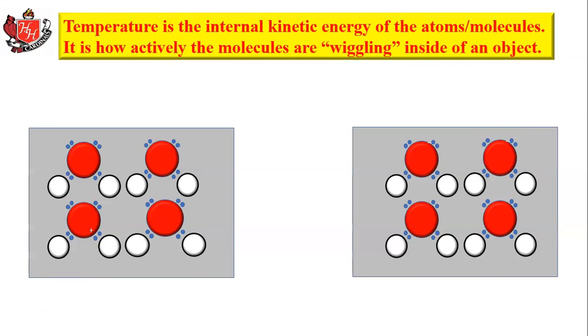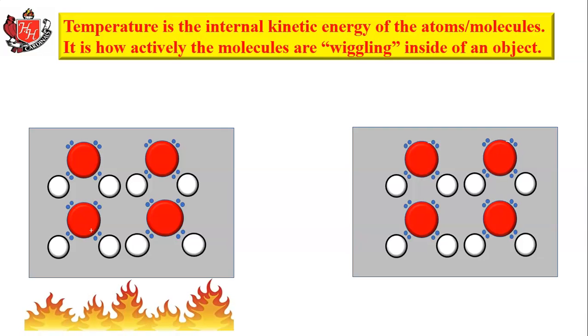Okay, so now we're going to talk about temperature and what it is. Temperature, we gave you the definition earlier. It's the internal kinetic energy of atoms or molecules in a substance. So if you think of that gray as being some sort of metal, and the molecules inside are just a generic molecule, no particular metal, it could be anything, then temperature is how actively the molecules are wiggling inside of an object.